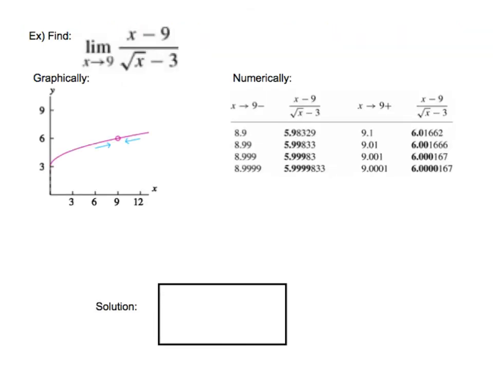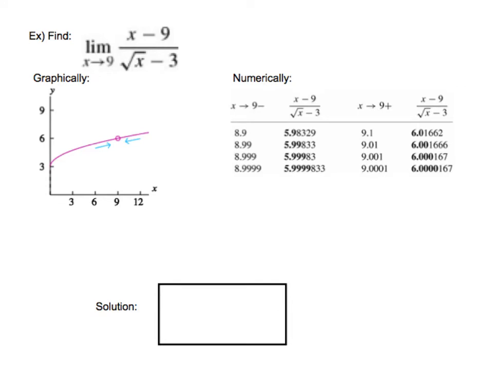Okay, taking a look at this both graphically and numerically, the limit as x approaches 9 of the function (x minus 9) over the square root of x minus 3. Again, we are picking a value, 9, where the function, the graph, is not defined. I could pick any other number and get an answer, but in this case I'm picking 9 and I'm undefined. So I have a hole in my graph.